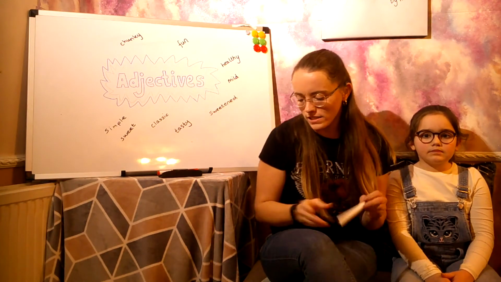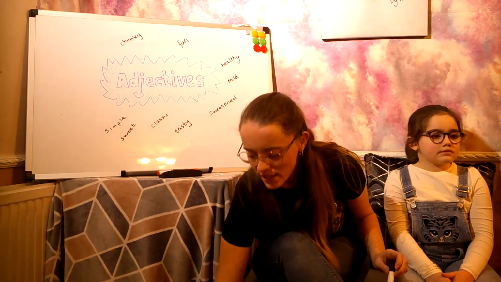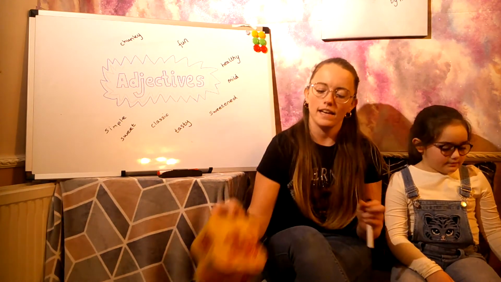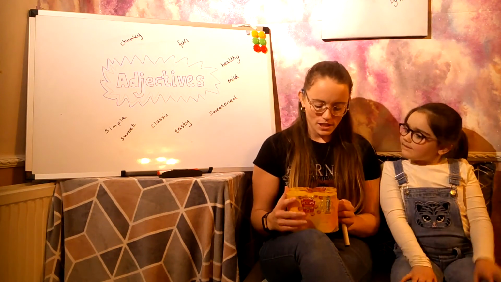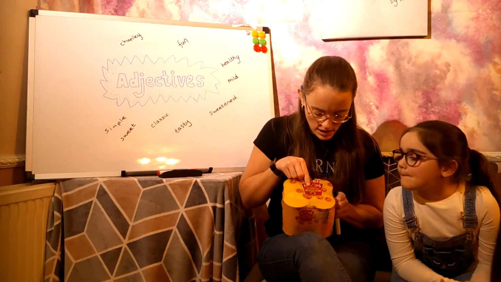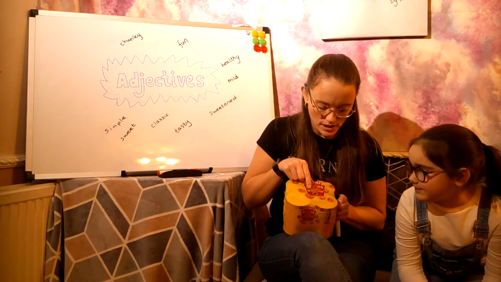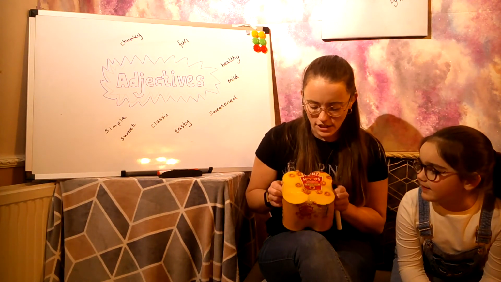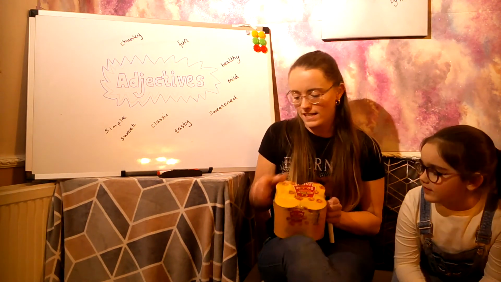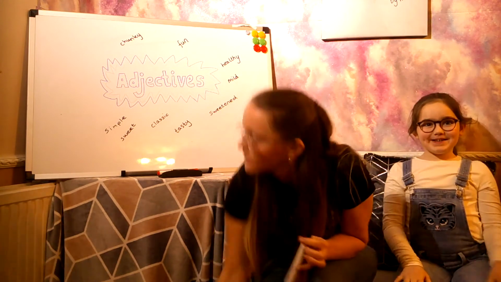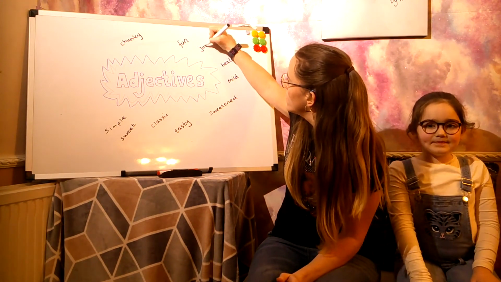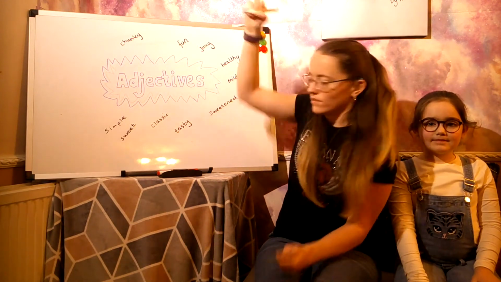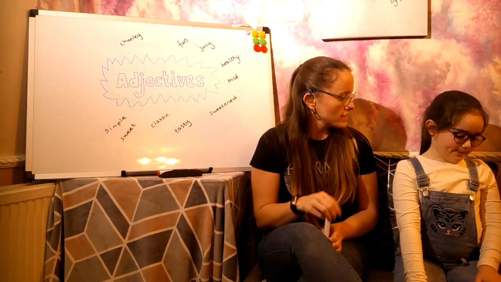Right, now my next item. My next item is a heavy tin of spaghetti hoops. And on here it says shaped pasta in a juicy tomato sauce. So the adjective there is juicy. Juicy. Let's write it down. Juicy.